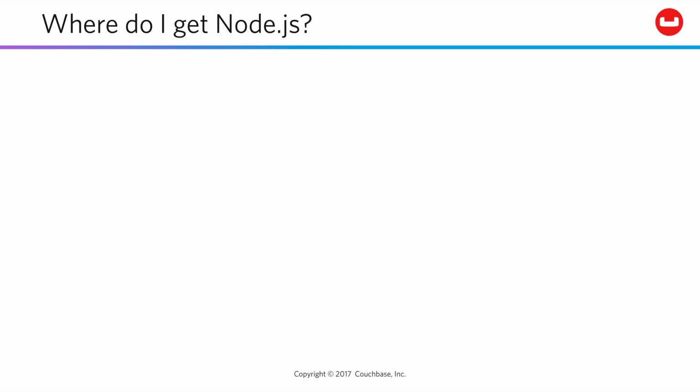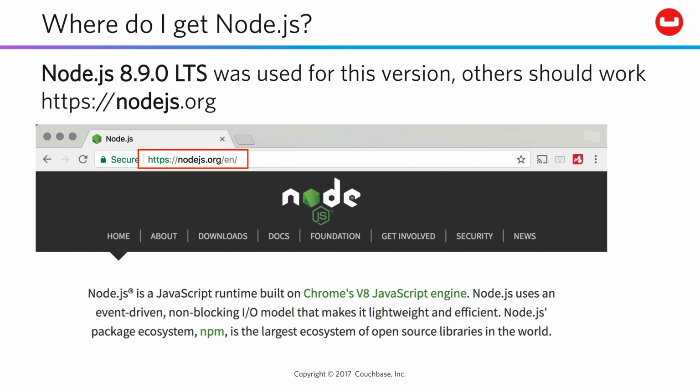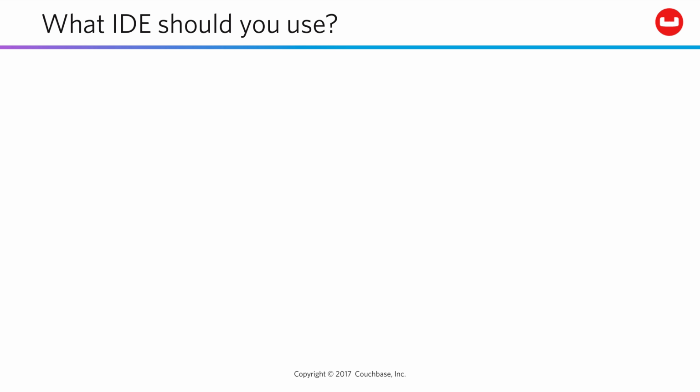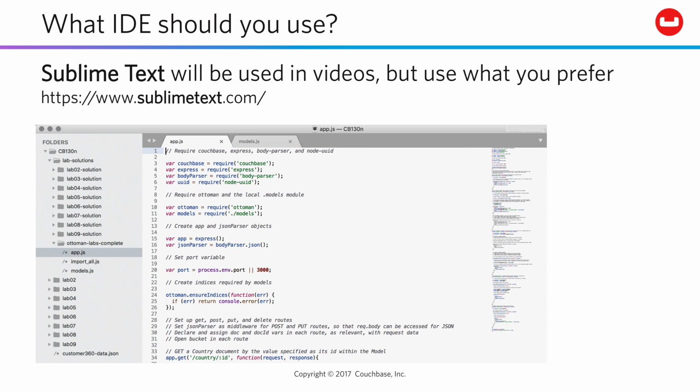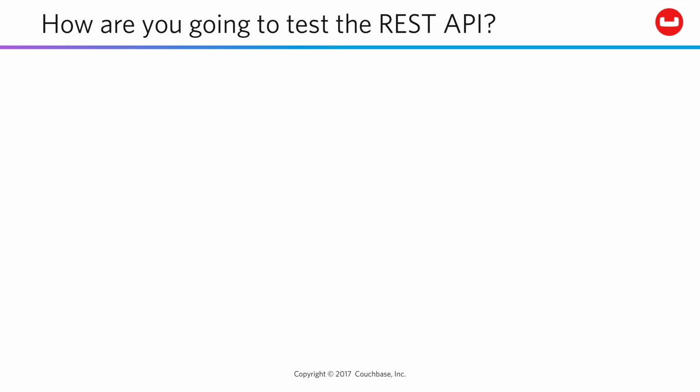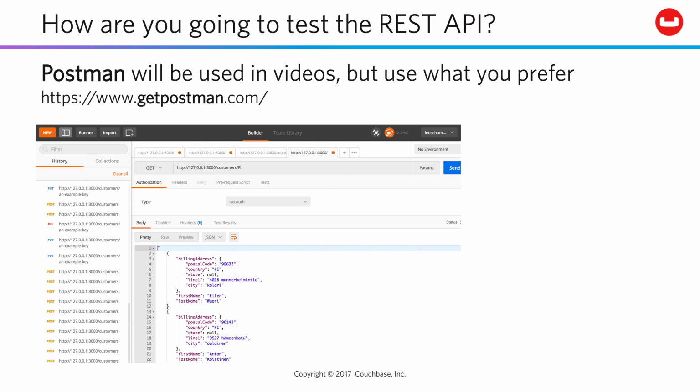We built the workbook for this release of this course using Node.js 8.9.0 long-term support version, but any Node version should work. You get Node at nodejs.org. You'll see us using Sublime Text in our videos and screenshots, but we've avoided using anything that's bound to a particular IDE in this course. You can work with whatever code editor you prefer. For REST API testing in this course, we're using a great tool named Postman. You can download it at this URL, which is also shown in the workbook, or you may have your own tool that you prefer.